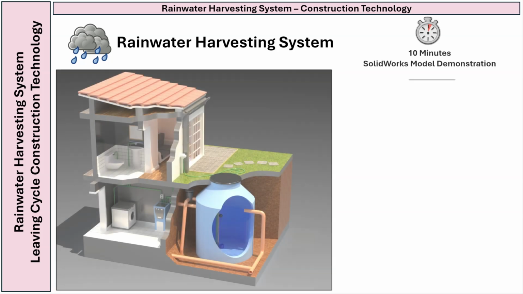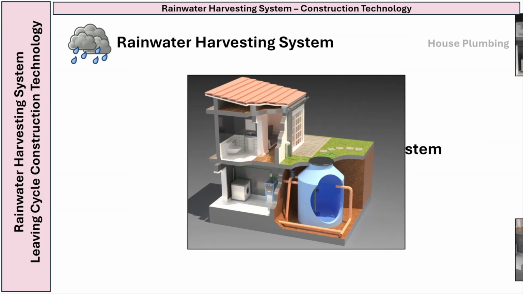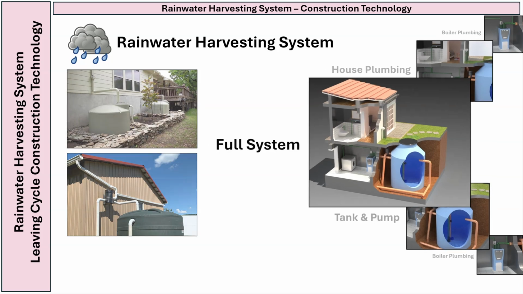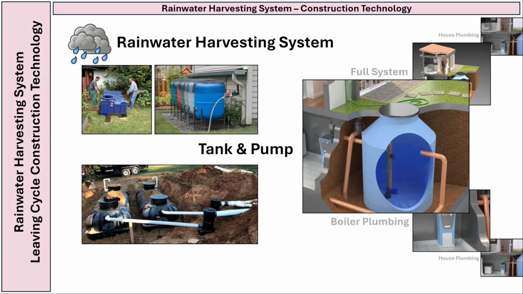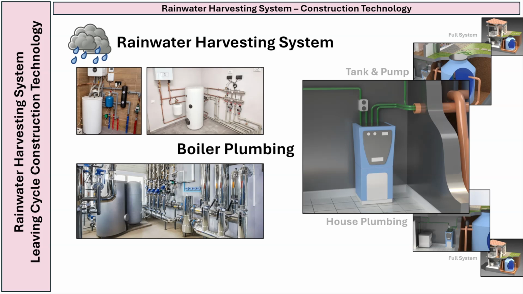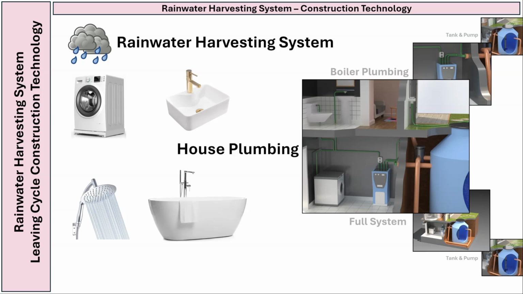Next, I will project the SolidWorks model of the rainwater harvesting system onto the board. This supports Gardner through visual, spatial and logical thinking, and links with Bandura through observational learning. I will use the model to zoom in on key areas and connect each one to real-life images, starting with the full plumbing layout and how it matches real rainwater systems. I will then focus on the tank and its internal pipework and show images of the tank being installed. After that, we will look at the boiler connections, including examples of domestic and industrial boilers, before finishing off with how the appliances are plumbed throughout the entire house.